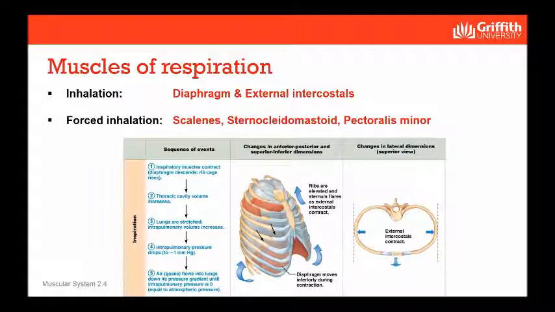During situations that demand more forceful inhalation, such as during exercise or in chronic lung disease, additional muscles such as the scalenus, sternocleidomastoid, and pectoralis minor may be recruited. These assist the ribs to elevate even more, allowing a greater volume of air to be inhaled.